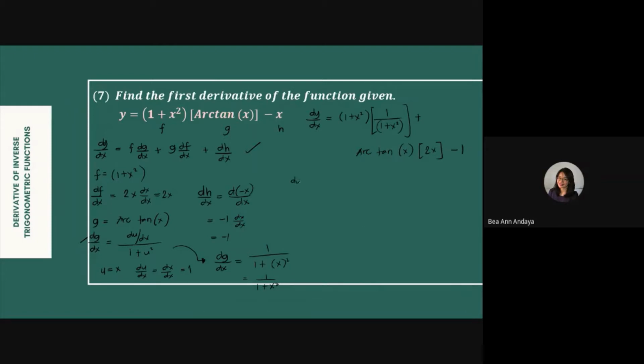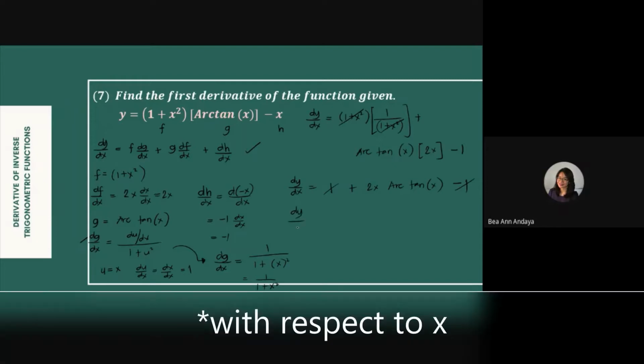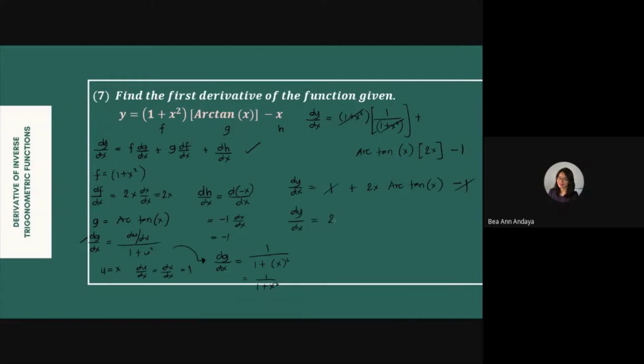Simplifying it, it's dy all over dx. So, as you can see, 1 plus x squared will cancel out. We have 1 plus 2x multiplied to the arctangent of x, and meron tayong minus 1. So, simply cancel ang 1 plus negative 1. So, ang naiwan na pala sa ating derivative ng y with respect to x ay 2x multiplied to the arctangent of x. And that's it. No more further simplification. This is the final answer.